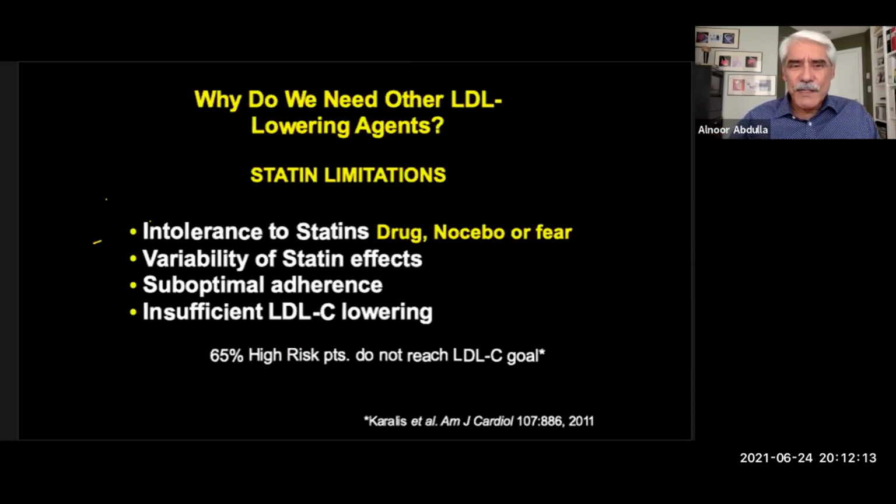Then there is the problem of adherence of taking a medication on a daily basis, and there's polypharmacy in these cardiac patients. But the most important limitation of statins is we have been unable to get LDL cholesterol levels low enough in a lot of the very high-risk patients, and therefore we are not getting the full benefit of decreasing the cardiovascular risk.